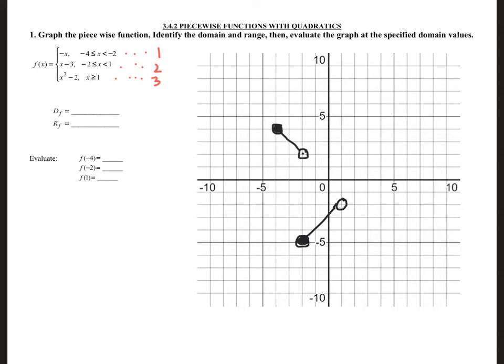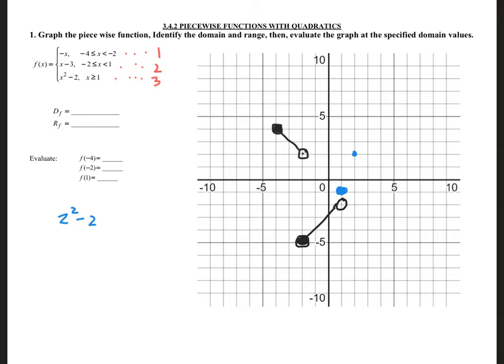it's going to be the quadratic piece. Let me use a different color here. So I plug in 1 into the equation, so that's 1 squared minus 2. So I get -1. That's going to be a closed circle right there, because when x is 1, 1 squared minus 2. And then I plug in 2. When I plug in 2, what do I get? 2 squared minus 2. So I get 2.